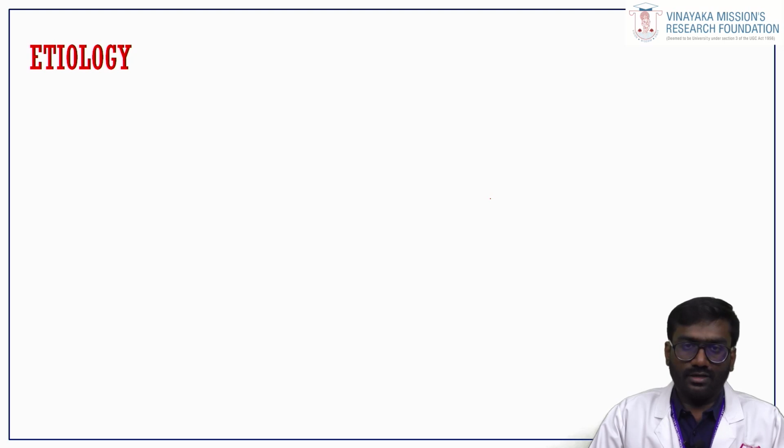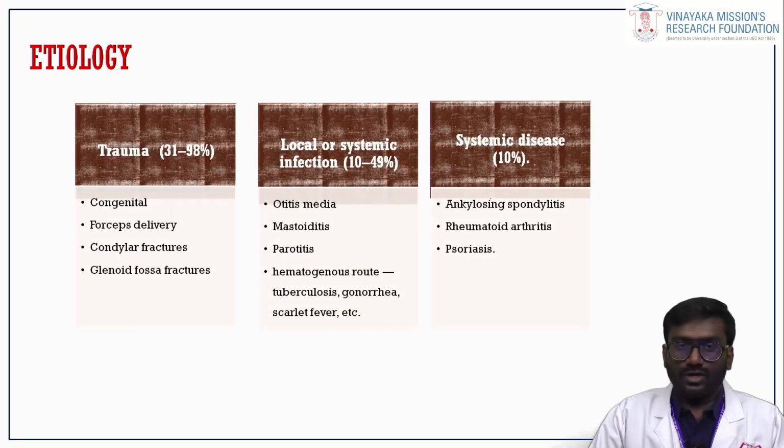Moving on to the etiological factors which contribute to temporomandibular joint ankylosis. The first and foremost etiology is trauma, which accounts for 31 to 98% of ankylosis. Trauma can occur from congenital causes, forceps delivery, condylar fractures in pediatrics or glenoid fossa fractures. The most common etiology is during the time of delivery.